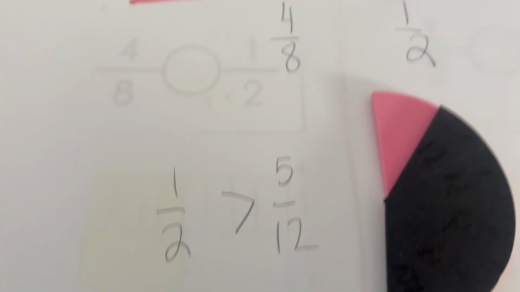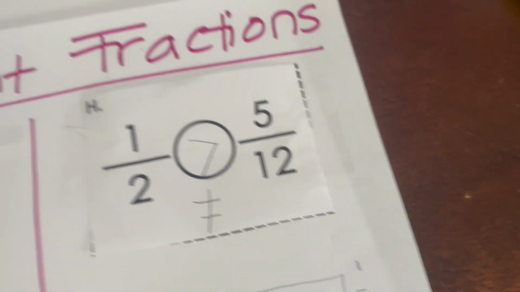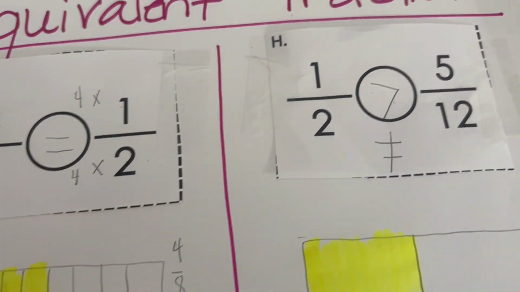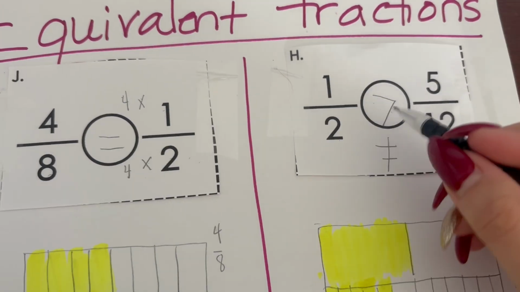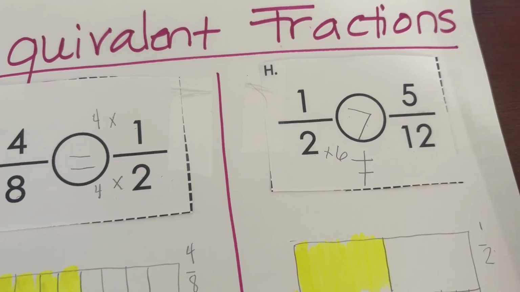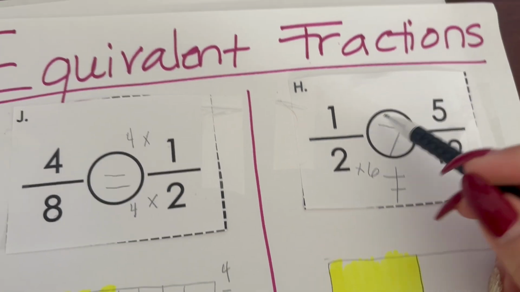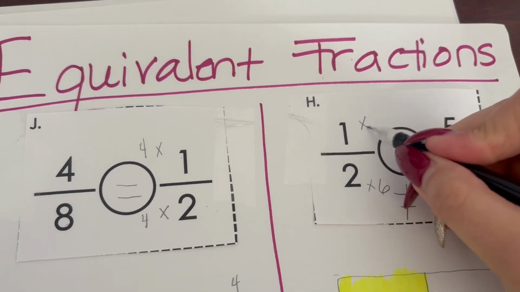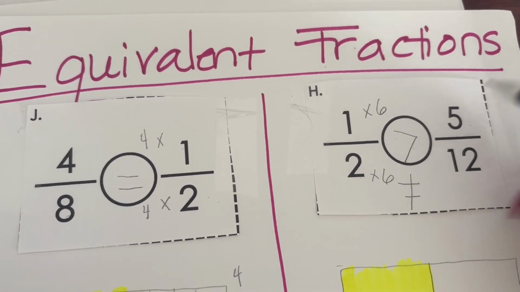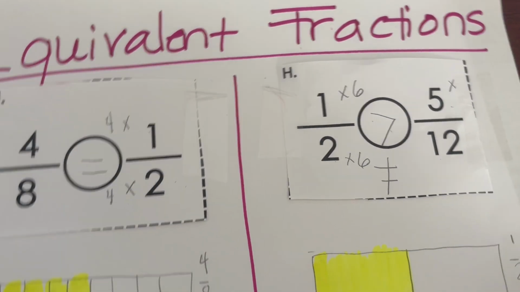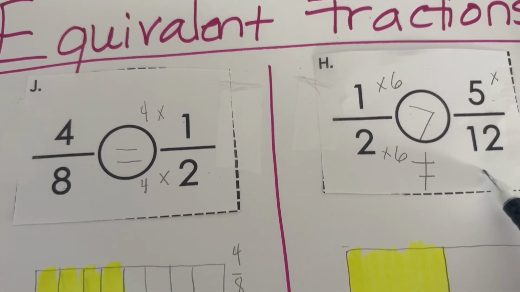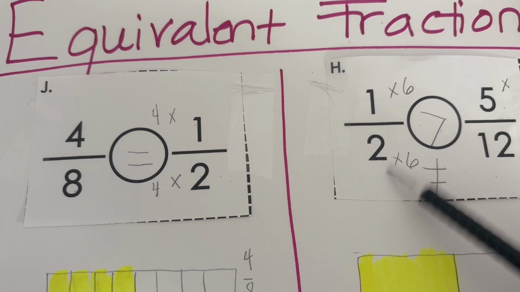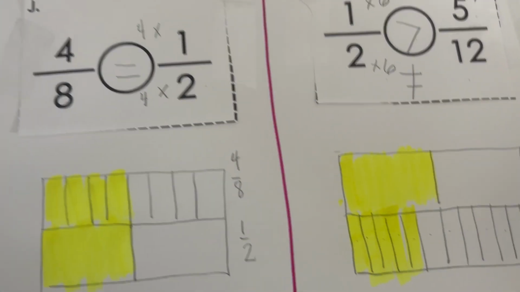Those are not equivalent. So going back to our original, now we're going to use a strategy where we multiply. 2 times what number is 12? 2 times 6 is 12. Whatever I do to the bottom, I have to do to the top. Is 1 times 6 5? No. So that tells me that those are not equivalent because 1/2 is greater than 5/12. And I justified that using our strategy with multiplication and with models.